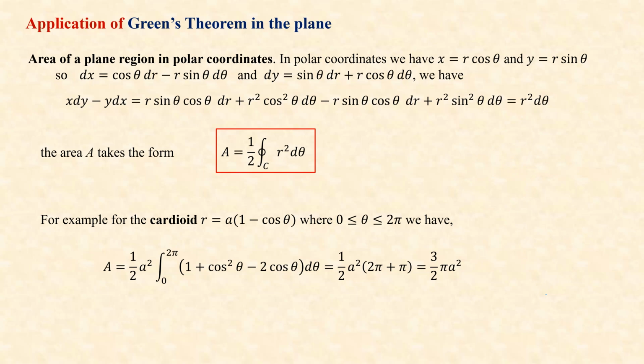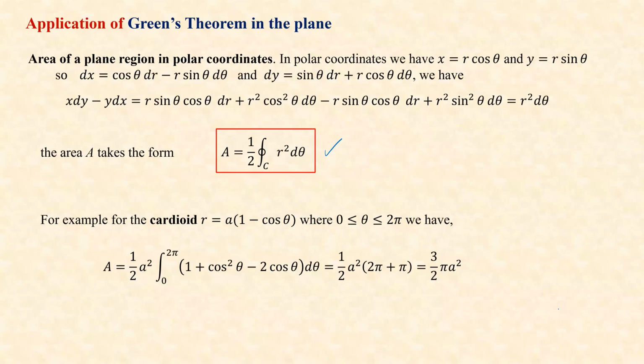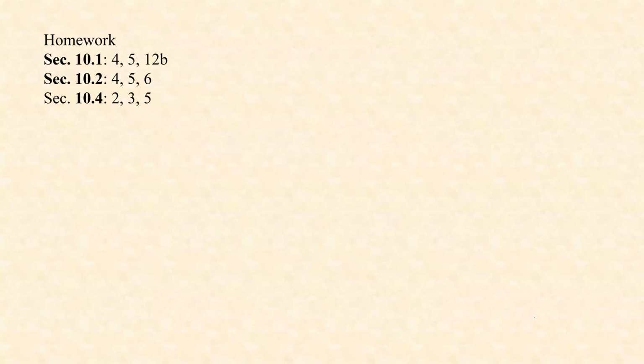You probably have this in your calculus, but here it comes from these as well. This is the homework for these 3 sections: 4, 5, 12b for section 1; 4, 5, 6 for section 2; and 4, 2, 3, 5 for section 4. Any questions?